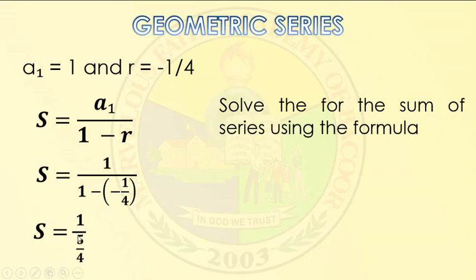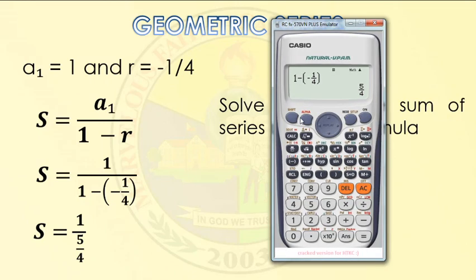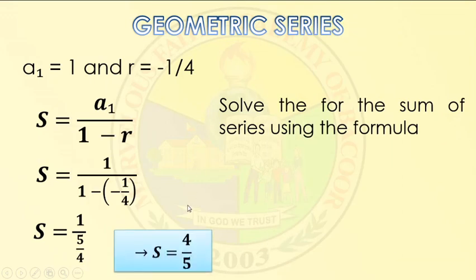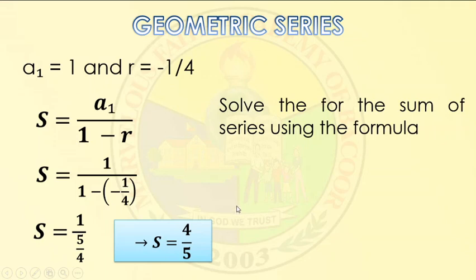Okay? So, 1 over 5 over 4 or 1 divided by 5 over 4. Okay? And the answer is 1 divided by 5 over 4, the answer is 4 over 5. Therefore, ang sum ng ating series ay 4 over 5. Okay, so yan yung sum ng series natin para sa last example natin.